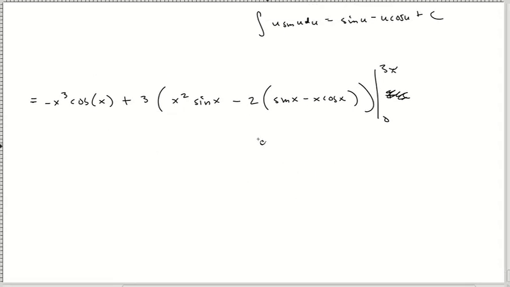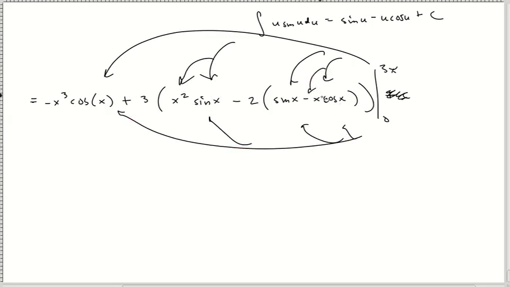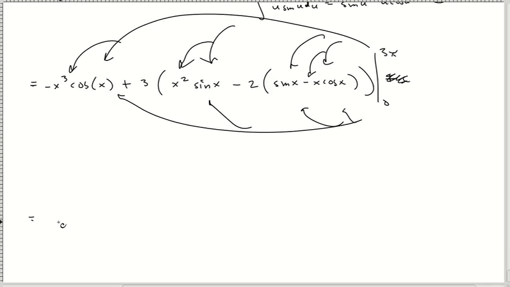Cool. I could distribute this stuff in and whatever. Plugging in 3 pi into all these, I yield something. Then I'm plugging in 0, I'm going to get something else. Notice I also have to plug that 3 pi in right there, and right here, and way over here. So there's a lot going on. So here's my very silly answer.